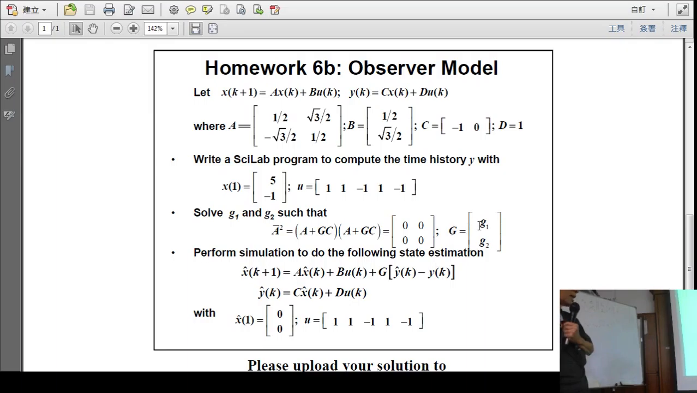And as soon as you got Z1 and Z2, you can do what we call the state estimations. And these are the state estimation equations. But the only difference between this one and that one is my initial state is different. This initial state is 5, minus 1. This initial state is 0, 0.